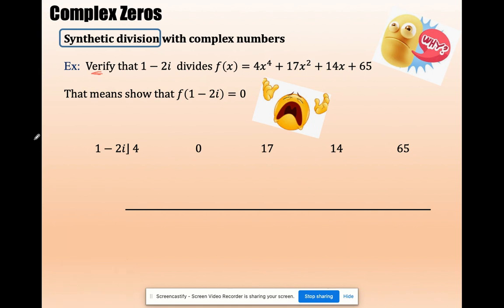So let's do the exact same process. Notice I took the 0, 1 minus 2i, and then I put the coefficients. Hey, don't forget, for synthetic division, you must put every coefficient. There is an x cubed there. What's its coefficient? Yep. Don't forget that. All right, so I'm going to bring down the 4. And I'm going to multiply 1 minus 2i times 4. Well, that's simple. That's 4 minus 8i, right? And I'm going to put it above here.